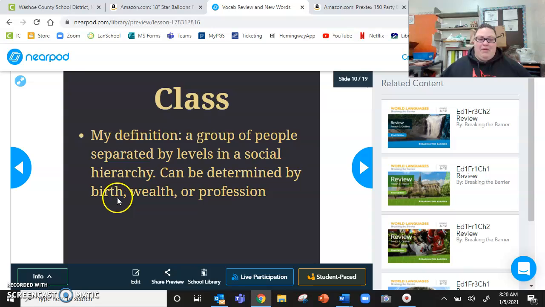It can be determined by birth or wealth or even profession. So when we talked about ancient Egypt, we talked about the different classes in the social hierarchy there, right? We had the lower class and the middle class and the upper class and then the pharaoh, right? Well, ancient Egypt isn't the only society with classes.